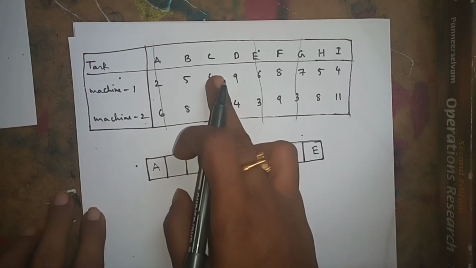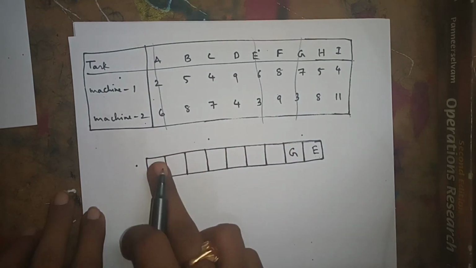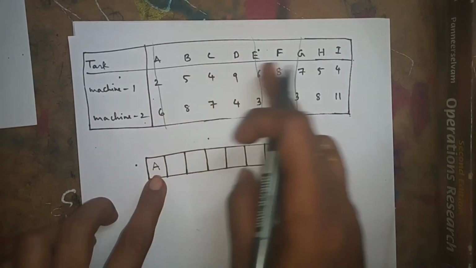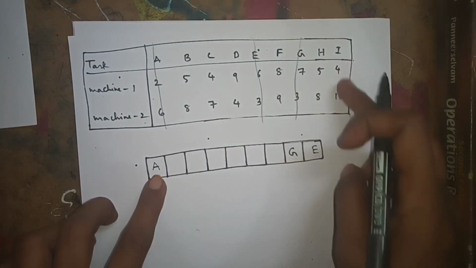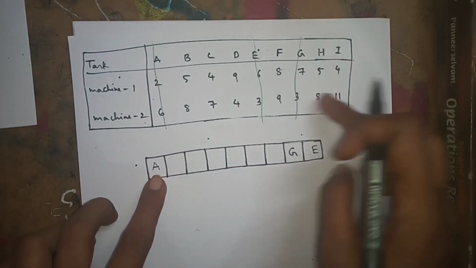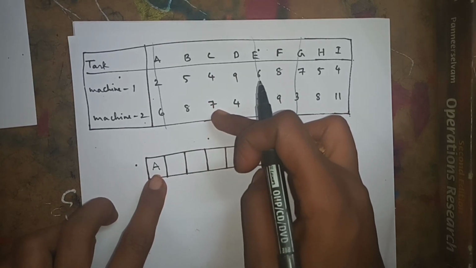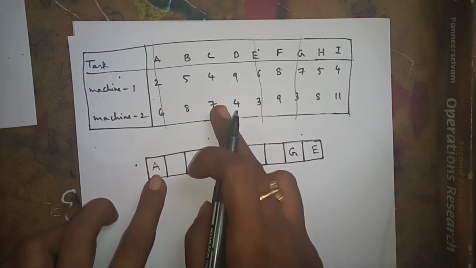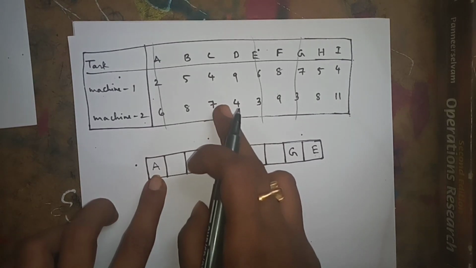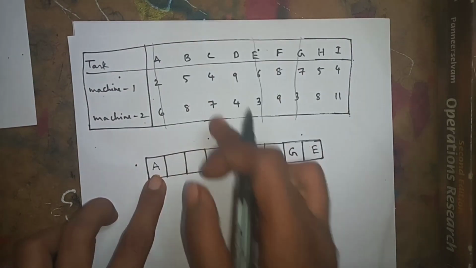Now 4 occurs in machine A. Machine A means we have to write left to right. Now 4 is repeated 2 times. That's why you should take care of the below value. Below 4, 7 is there. Below 4, 11 is there. Which one is minimum? 7 is minimum. That's why the task is C.